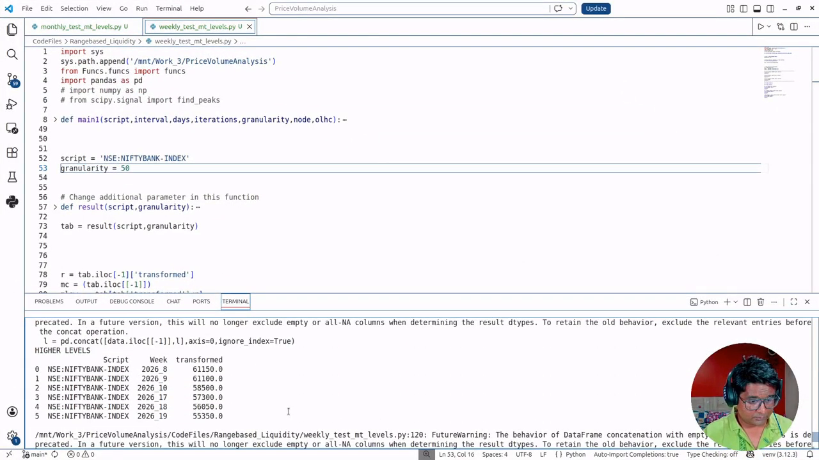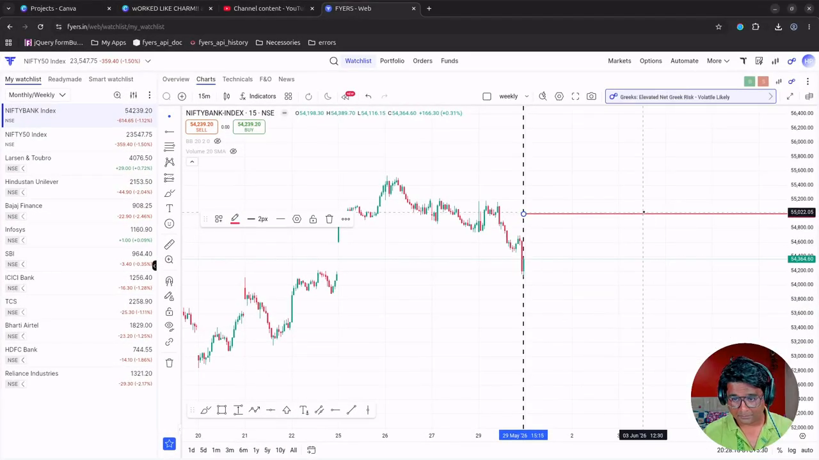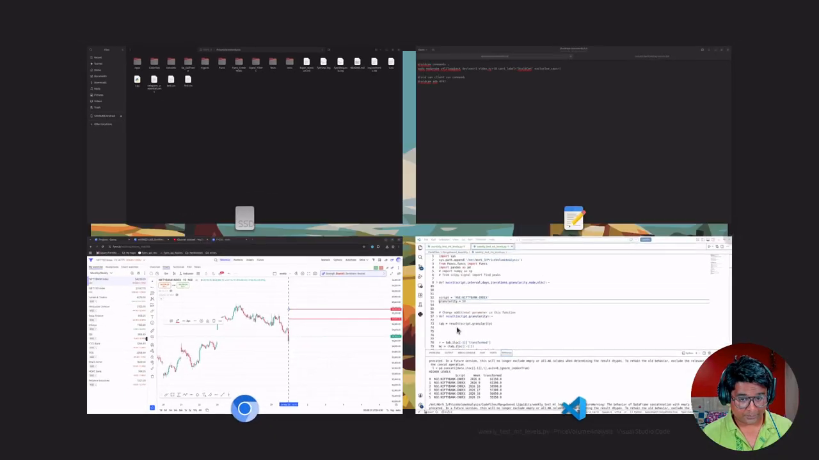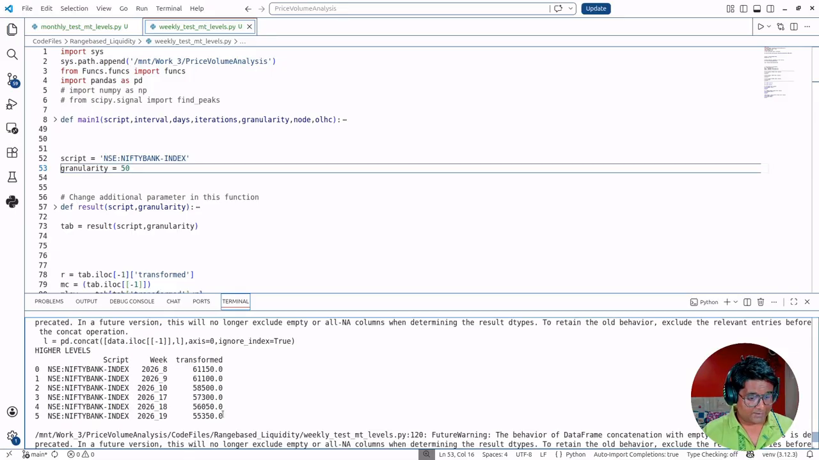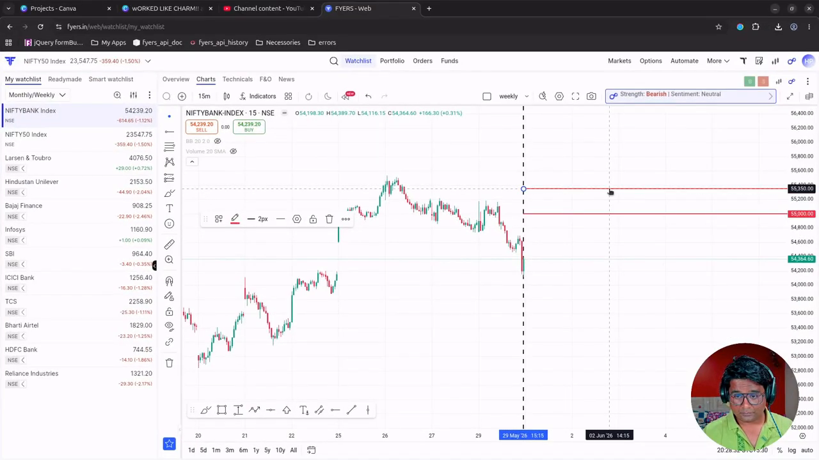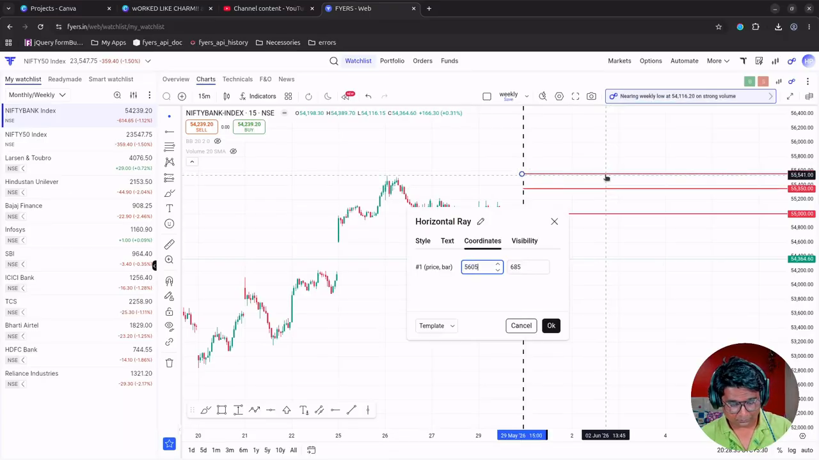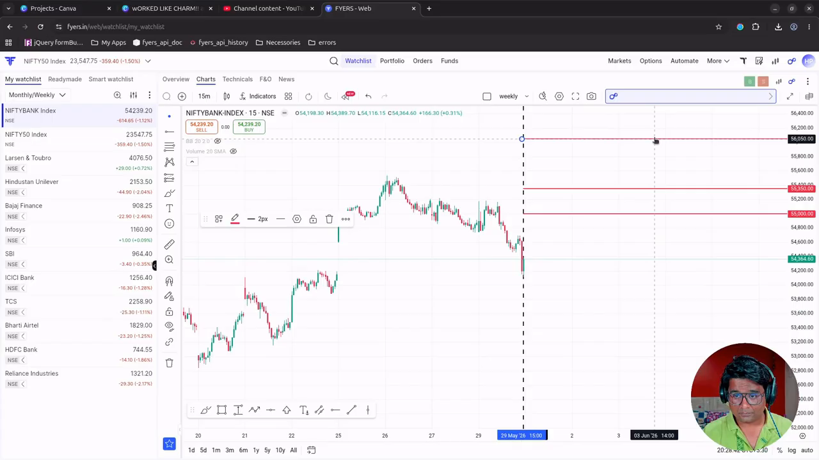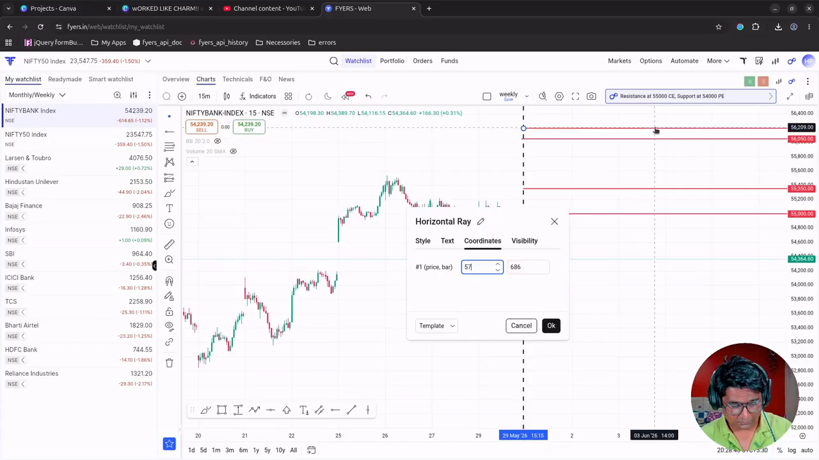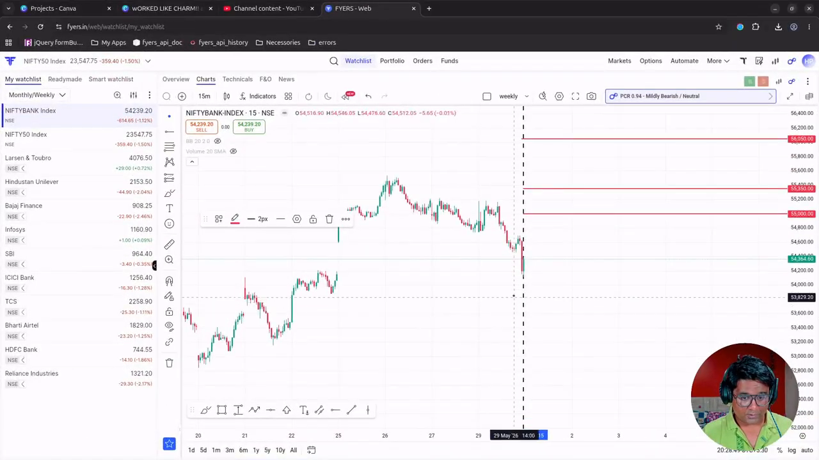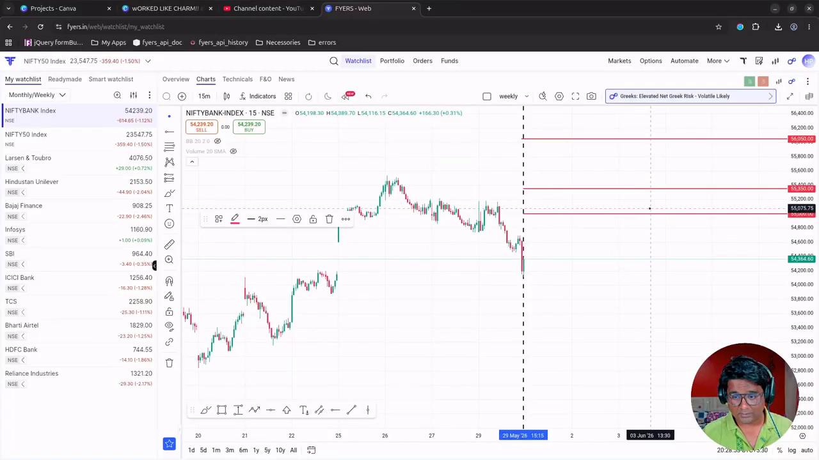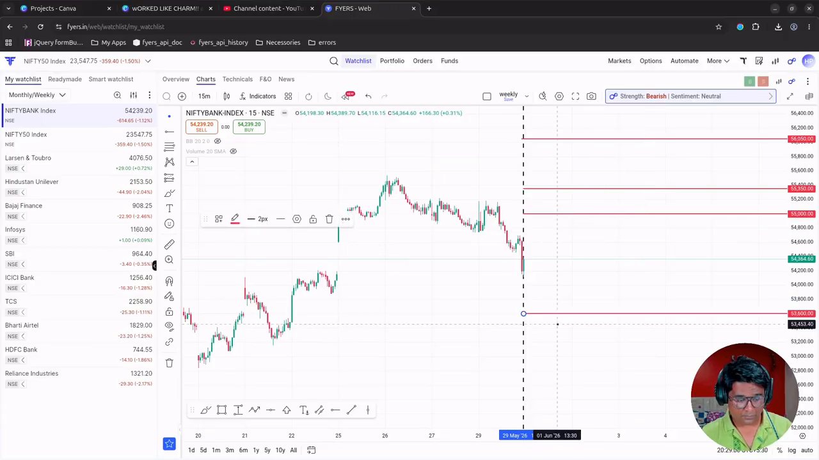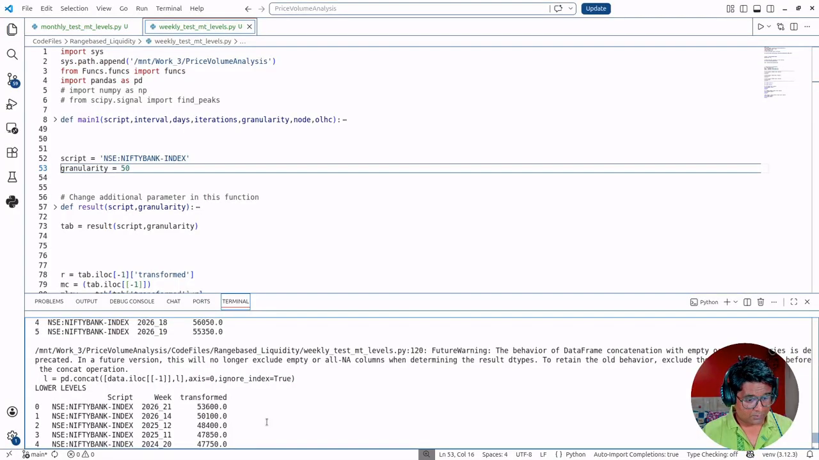Levels above: 55,350. Then we have 56,050, and then we have 57,300. Levels below we have 53,600 and 50,100.